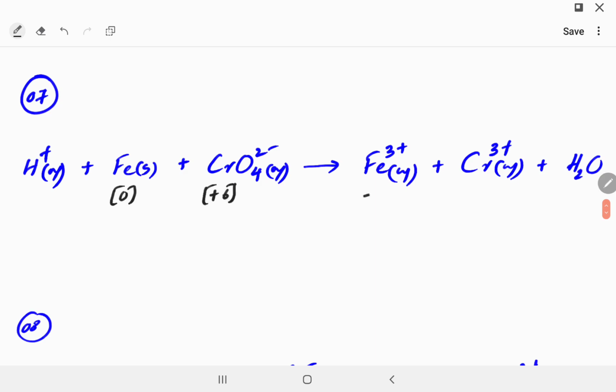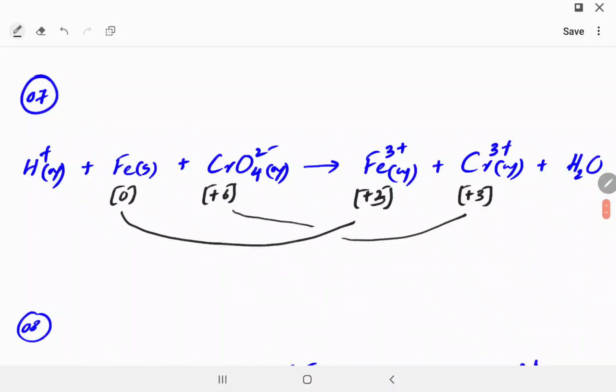All right, so these are the oxidation numbers for iron and chromium in both reactant and product side, and they are the only things that are changing. Okay, all right, so let's connect the oxidation and reduction. I just connected both oxidation and reduction. Iron is being oxidized and chromium is being reduced.